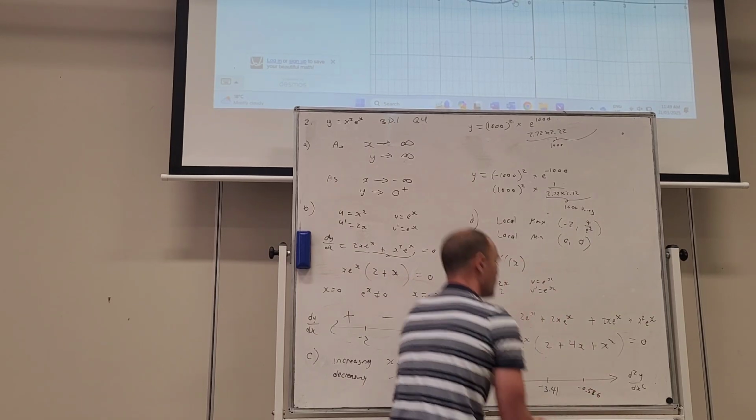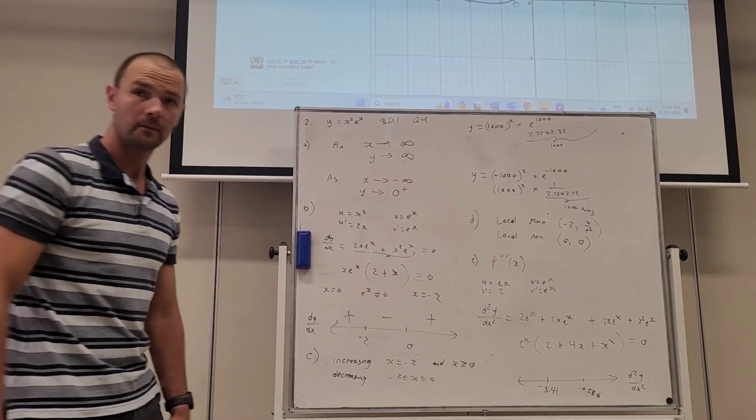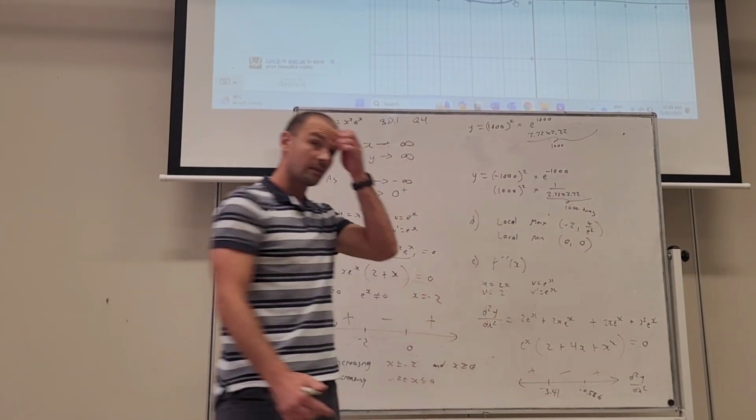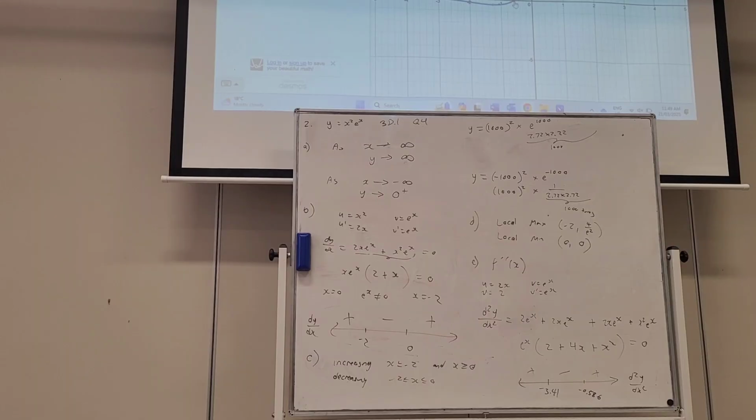Minus 3.41 and minus 0.586. And what we can see is it's above, it's below, it's above. So that's the second derivative.